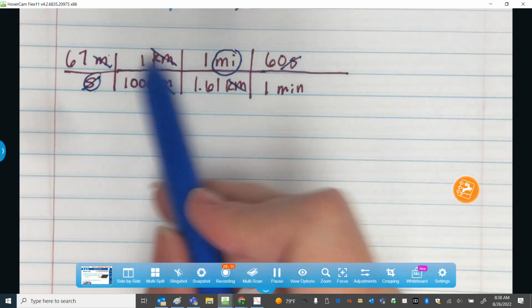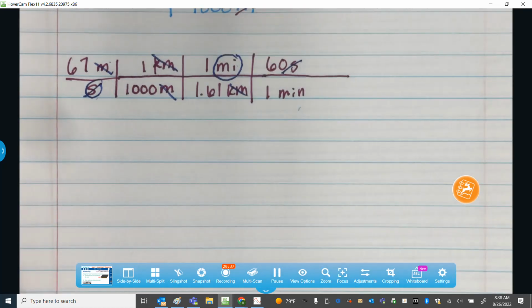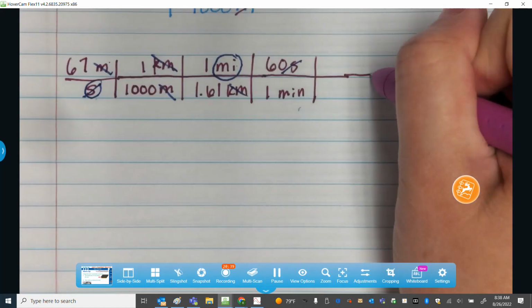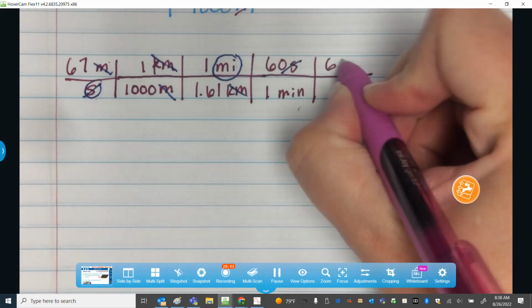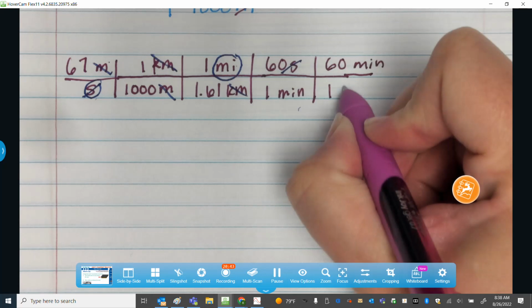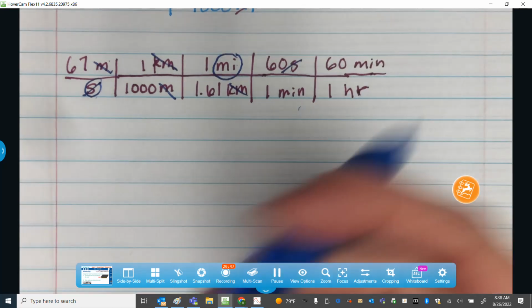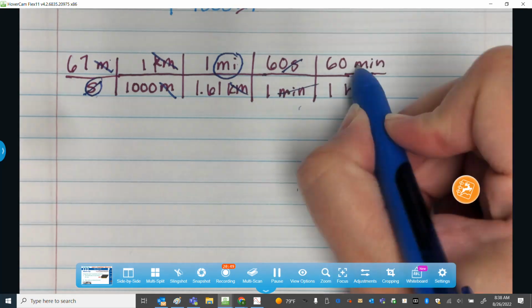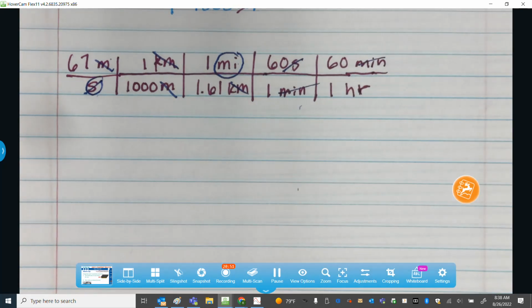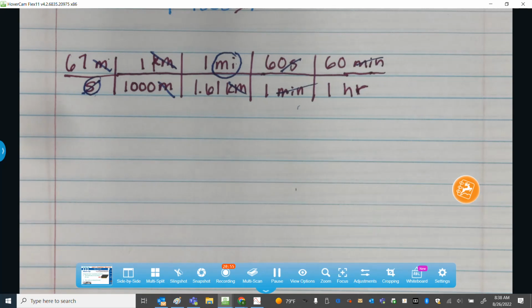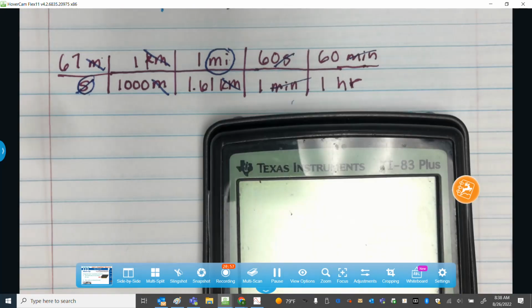Now I have miles per minute, but I want miles per hour, so I have one more step, and that is that there are 60 minutes in 1 hour. Okay, and so that is the setup. And so now I have a series of fractions that need to be multiplied. Anything that's on top ends up being multiplied. Anything that's on the bottom ends up being divided. And so that's what I'm going to do right now.